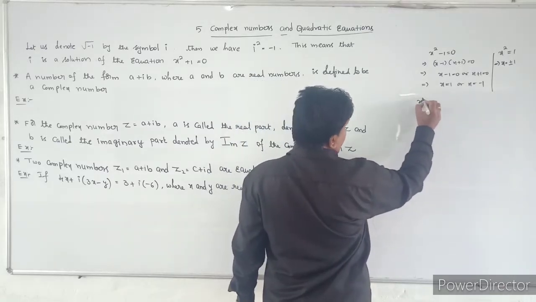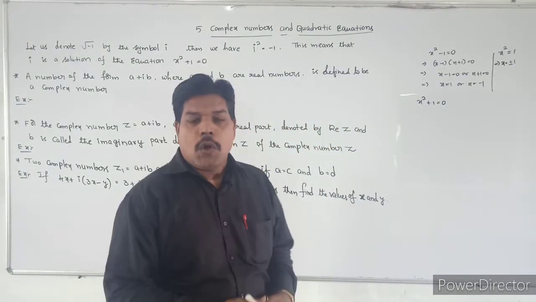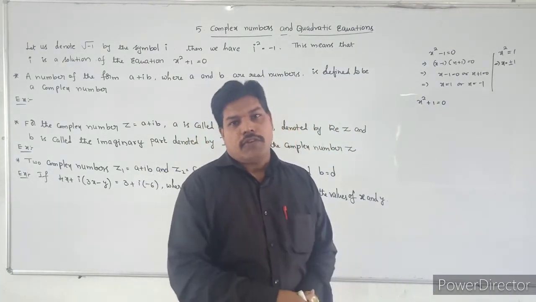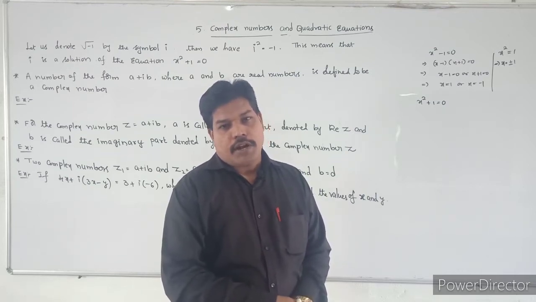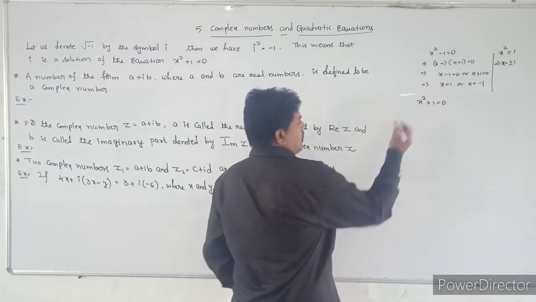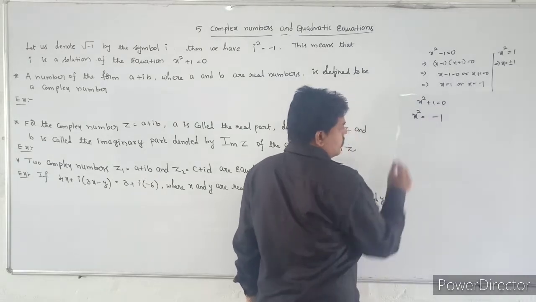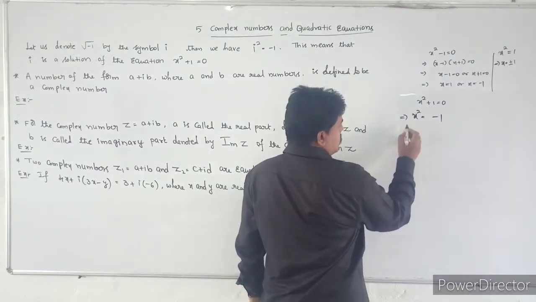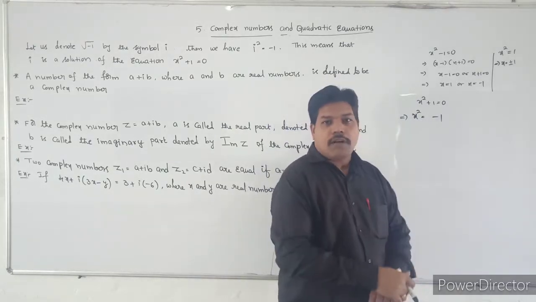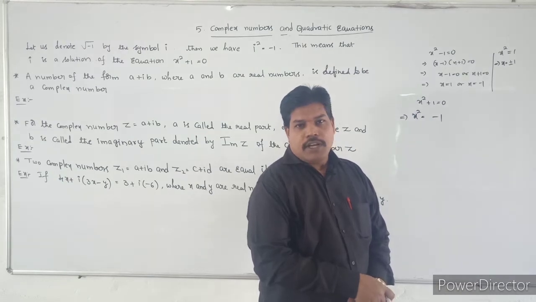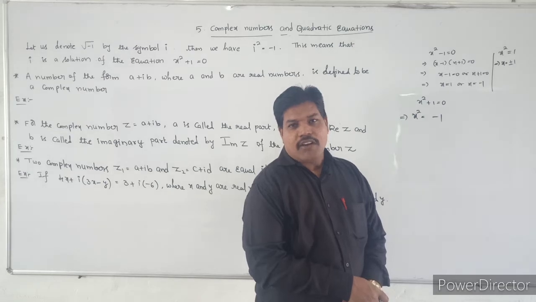But if you observe here, x square plus 1 is equal to 0 is a quadratic equation. Then what are the roots of this quadratic equation? You can observe that x square is equal to minus 1. So x square is a positive value, but you are getting minus 1 on the RHS. So it is not possible in the real numbers.